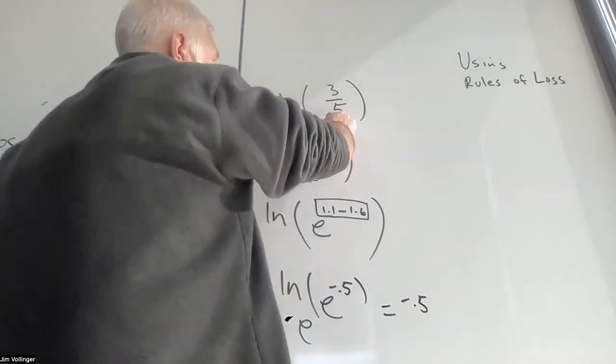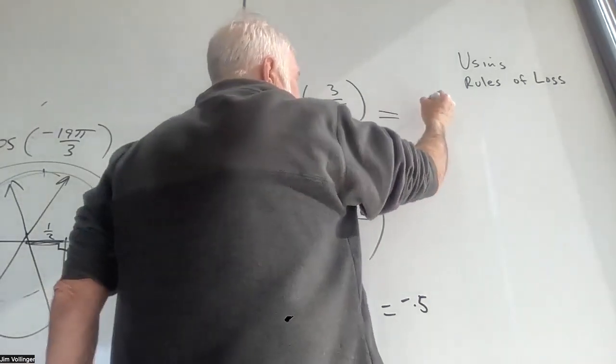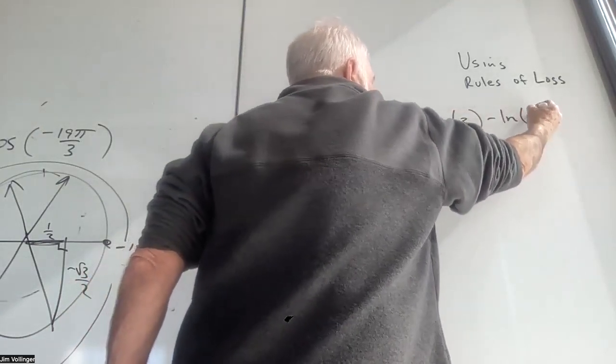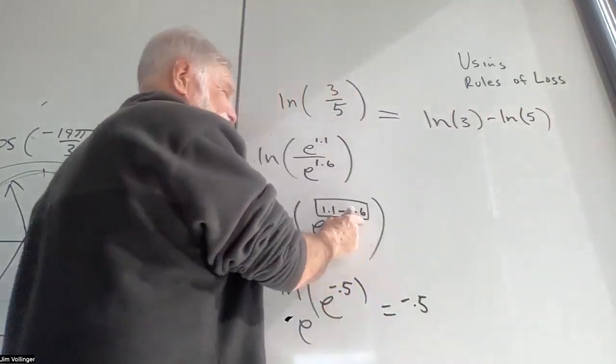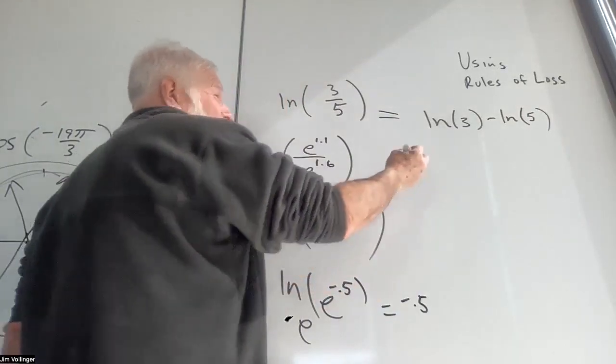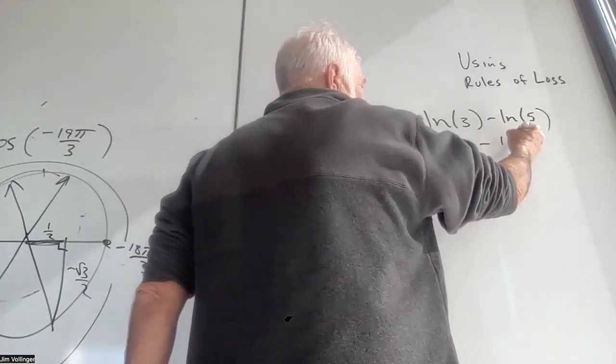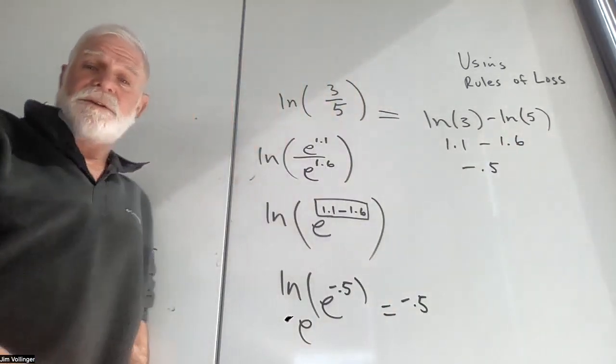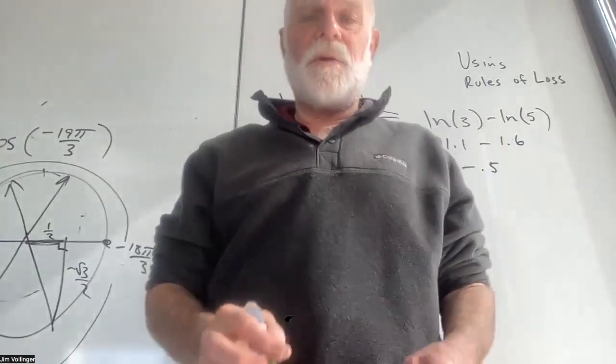All right, so where are the rules of logarithms? The rules of logarithms are division is equal to subtraction. ln of 3 minus the ln of 5, which you can kind of see in the box here. And then you would just write 1.1 minus 1.6, negative 0.5. All right, so there's your one problem from each video.